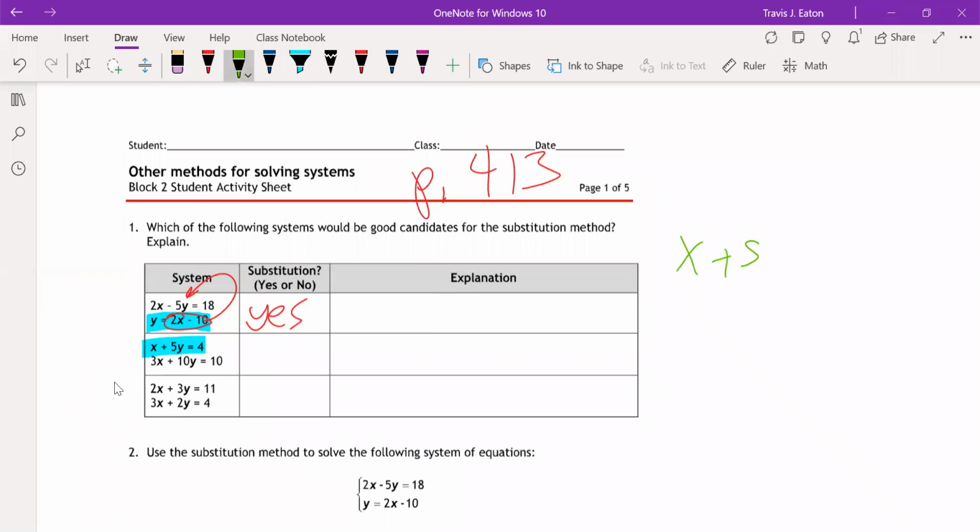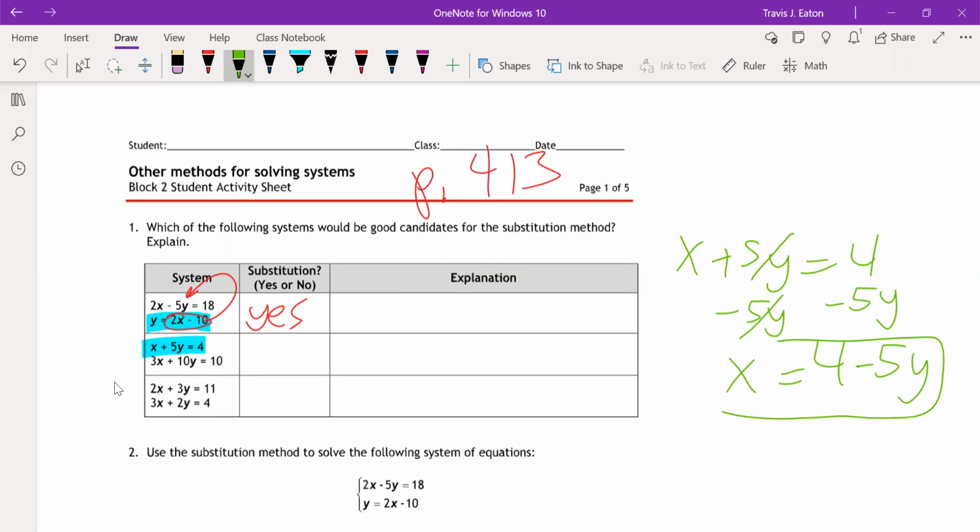x plus 5y equals 4. We can solve this one for x simply by subtracting 5y from both sides. That cancels out on that side, leaving us with x equals 4 minus 5y on the other side. So we can easily substitute this for x in the other equation. So this one, that's a good candidate for using substitution.